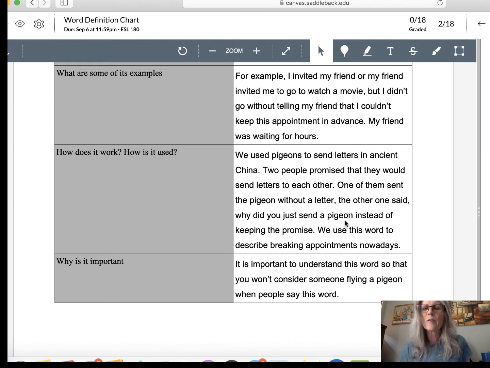Okay, and I love this little bit of history. I thought that was really a unique thing. So I hope that in your definition paragraph, Shu, I hope you actually put this in there, because I think the historical context of a word is so interesting. And she said, we used pigeons to send letters in ancient China. So I did get China right. Two people promised that they would send letters to each other. One of them sent the pigeon without the letter. The other one said, why did you just send a pigeon instead of keeping the promise? So we use this word to describe breaking appointments.